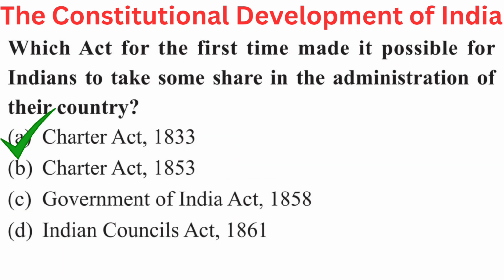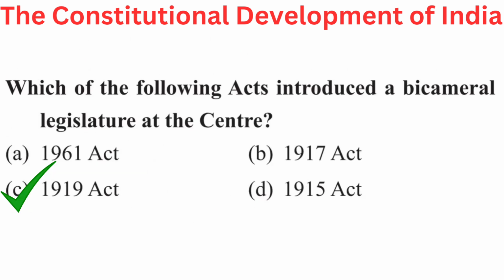Your question is which act for the first time made it possible for Indians to have some share in the administration of their country? Your options are A. Charter Act 1833, B. Charter Act 1853, C. Government of India Act 1858, or D. Indian Councils Act 1861. Right answer is A. Charter Act 1833. Your question is which of the following acts introduced a bicameral legislature at the center?